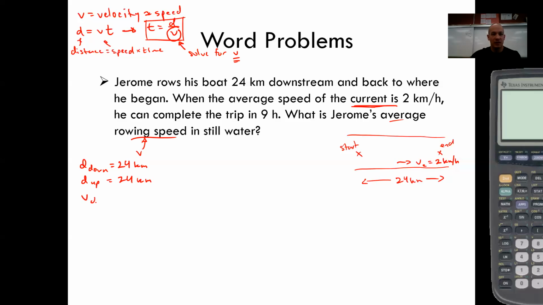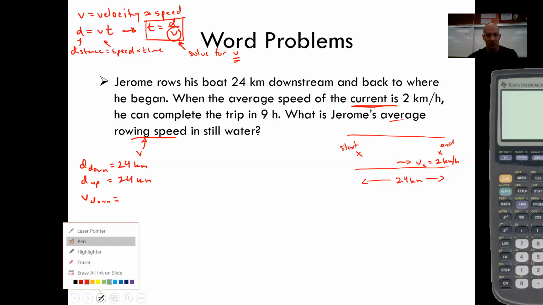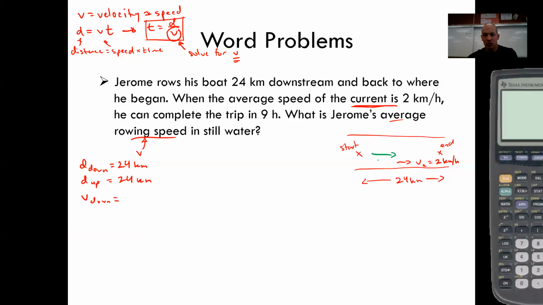We know the speed at which you travel downstream, and this is where it gets a little more interesting, because when you're going downstream, the water's pushing you. So your speed going down is going to be equal to your speed plus the speed of the water, which is 2. And when you're going back up, you're not going to go as fast because the velocity going upstream is going to be your speed minus 2, because the current's going to slow you down. So we can write that the velocity going downstream is V plus 2, and the velocity going upstream is V minus 2.